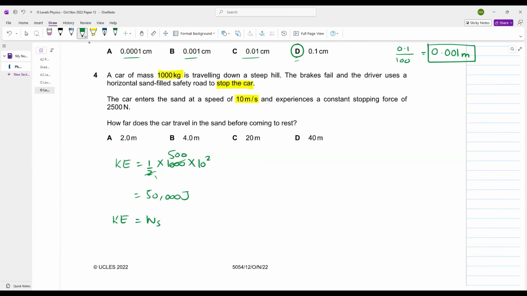Work done by the stopping force. What is your kinetic energy? 50,000. What is your stopping force? 2500 multiplied by the distance d. 50,000 divided by 2500. What is your distance d? Cancel, cancel, cancel, cancel. 1, 2, 0. Distance comes out to be 20 meters. C is your answer. Simple.